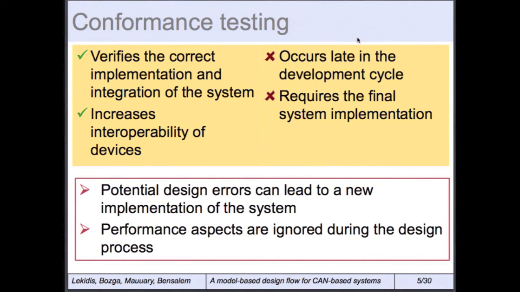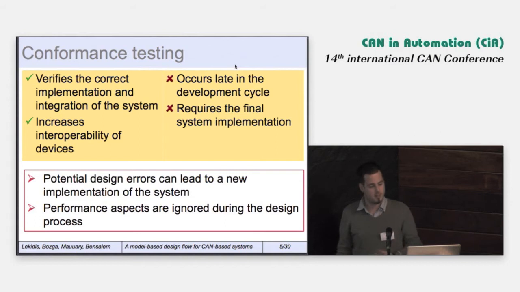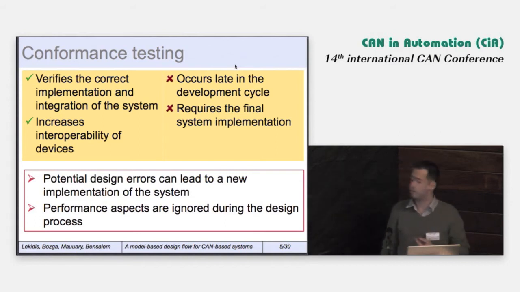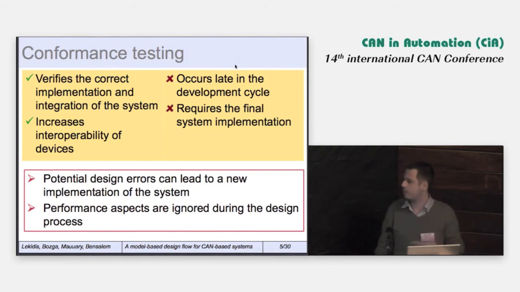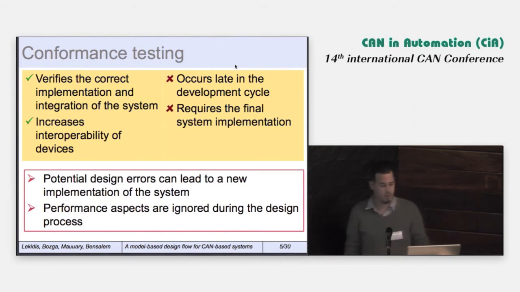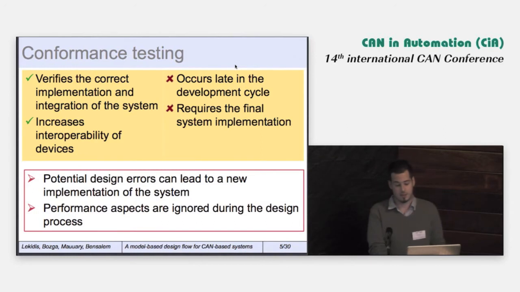And conformance testing will verify that the system is correct, that the system will work in the end, and it will also contain interoperability of the devices. But what happens with conformance testing is that it occurs only late in the development cycle, and also it requires the final system implementation. This means that actually, if something is wrong, this can lead to a from-scratch development of the system, and also we cannot analyze performance in this kind of situation.